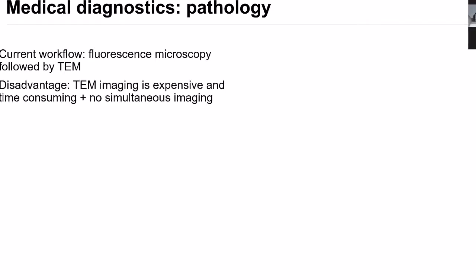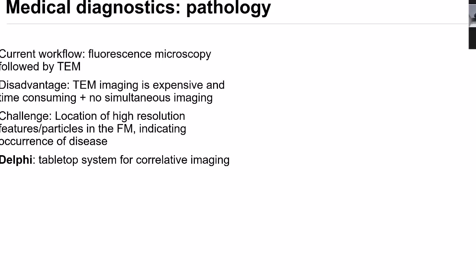So the disadvantage here is that TEM imaging, or transmission electron imaging, is very expensive. It's time consuming. It's also usually present at a completely separate facility, so it's not simultaneously imaged with the fluorescence, and which then leads to the challenge that it's difficult to locate the high resolution features or particles in the fluorescence image, which are indicative of the disease, since it's not simultaneous.